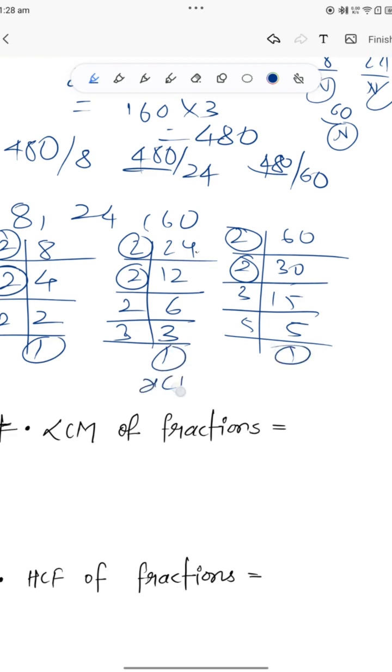So what is the HCF? The common factors in this, so 2 into 2 into 1, so that is basically 4. So 4 is the HCF. Do you understand what 4 is? 4 will divide 8, 4 will divide 24, and 4 will divide 60, right, it divides all of these.